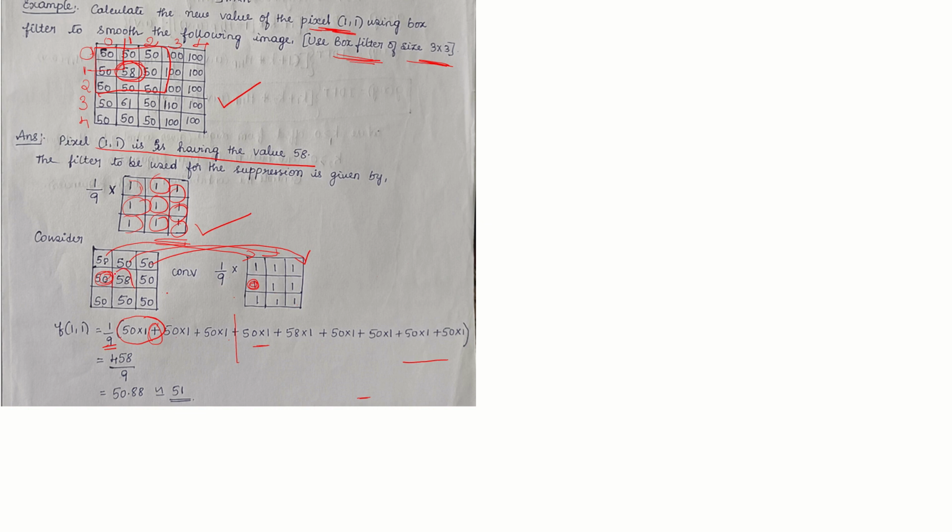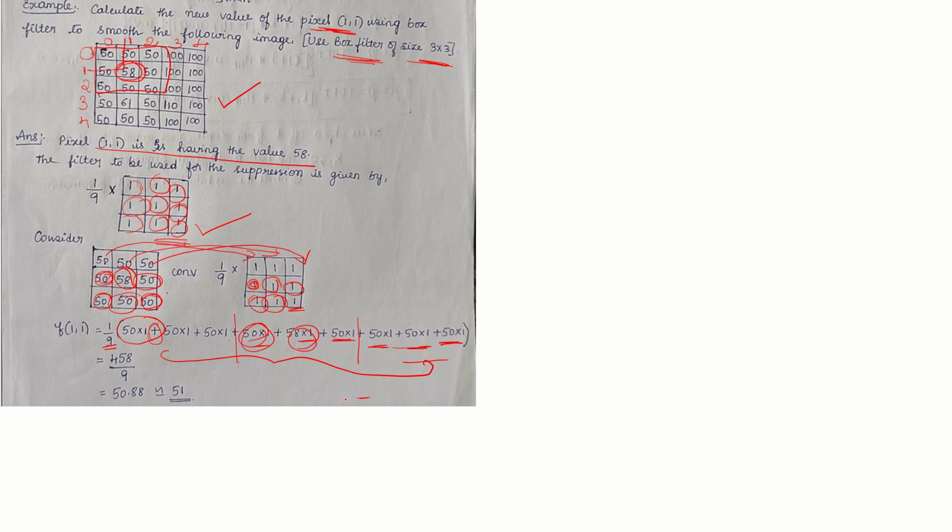Now moving to the pixel 1 comma 1, that is your center pixel. 58 multiplied with this one, this 50 multiplied with this one. Now moving to the third row, 50 multiplied by 1, this 50 multiplied with this one, and this 50 multiplied with this one. So when you add all these multiplication terms together, that is convolution essence. First you will perform the multiplication and then the addition, right?